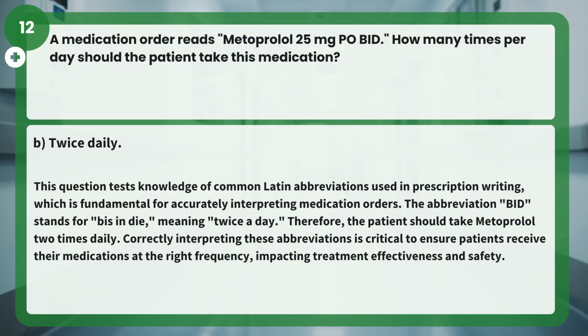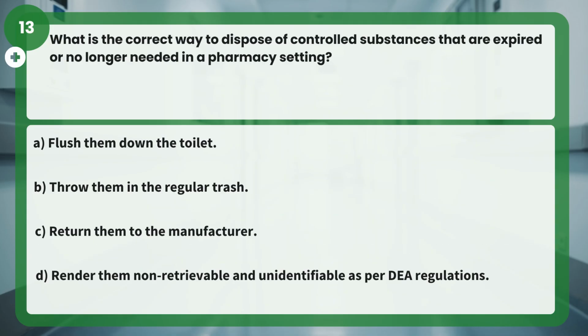Answer: B. Twice daily. This question tests knowledge of common Latin abbreviations used in prescription writing, which is fundamental for accurately interpreting medication orders. The abbreviation BID stands for bis in die, meaning twice a day. Therefore, the patient should take metoprolol 2 times daily. Correctly interpreting these abbreviations is critical to ensure patients receive their medications at the right frequency, impacting treatment effectiveness and safety.